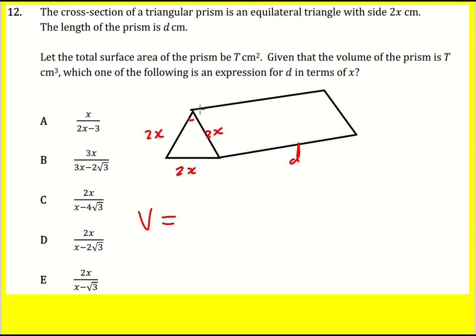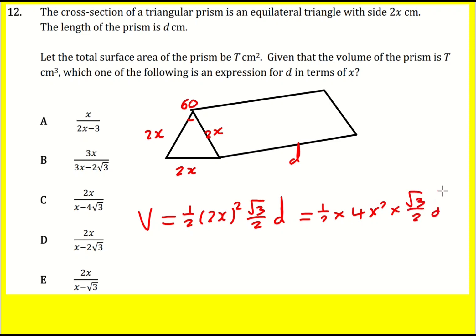Probably the quickest way of doing this is to recognize it's an equilateral triangle. You can use a half ab sine C. So a half 2x squared times sine 60, which is root 3 over 2. And then I'm timesing that by d. It's going to become a half times 4x squared times root 3 over 2 d. And that 4 is going to cancel out with these, giving me root 3 x squared d.